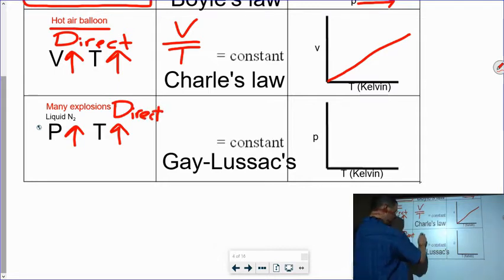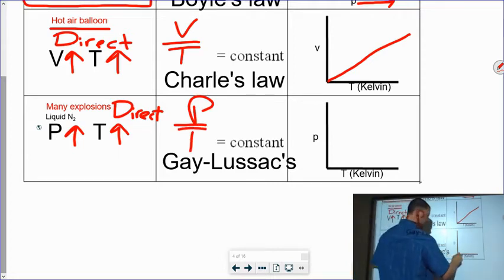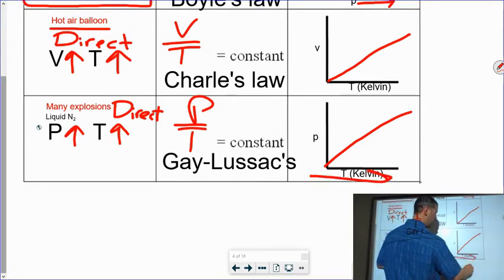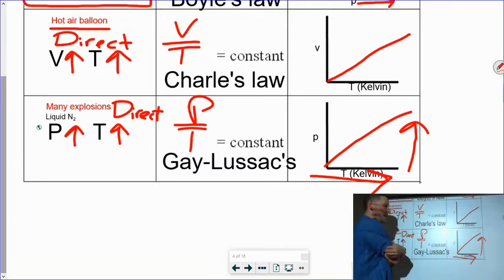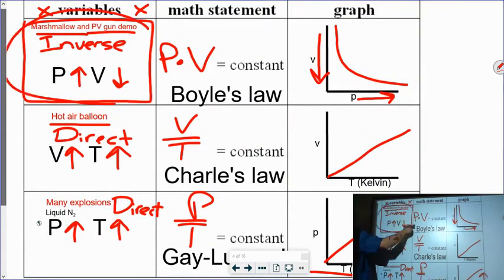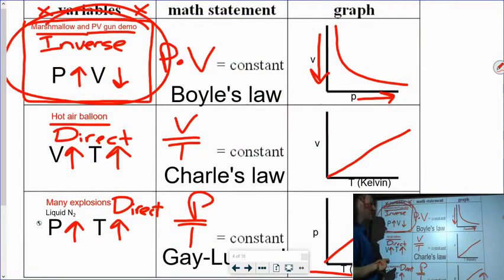And if we look at the math of it, pressure divided by temperature ends up giving us a constant, and then it's another one that goes through 0, 0. So as temperature goes up, the pressure goes up, and those two are a direct relationship. So of the three relationships, this is the only one that you have to remember is an inverse relationship.